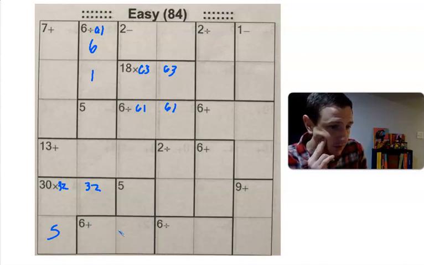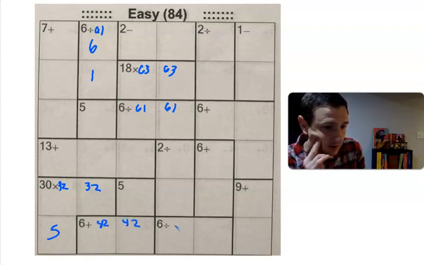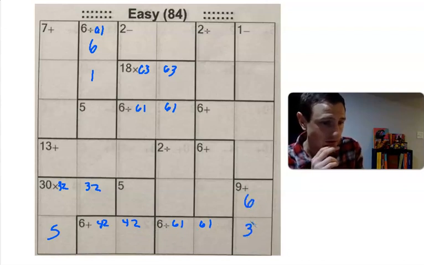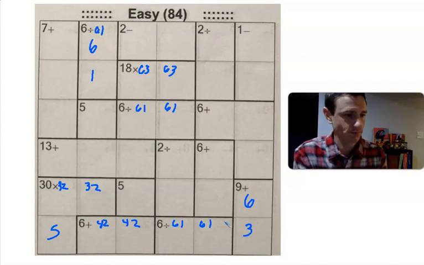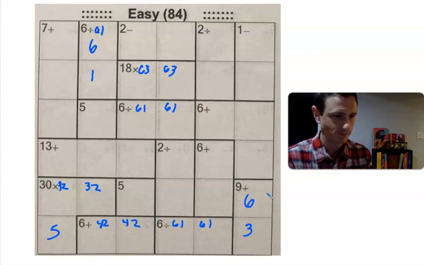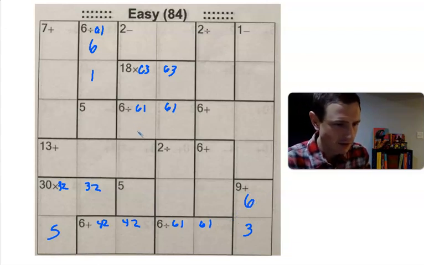So that means this is going to be 4 and 2, because I already have a 5 here. So this is 4 and 2, for sure. This is going to be 6 and 1. 6, 5, 4, 3, 2, 1. 6 plus 3. Okay. Pretty decent start there.